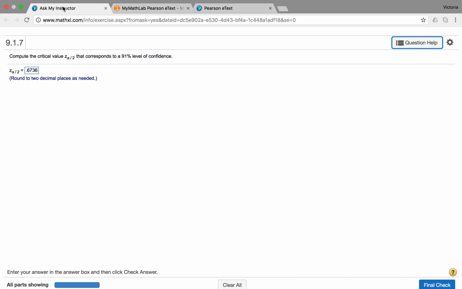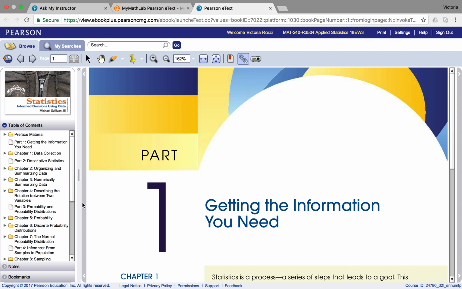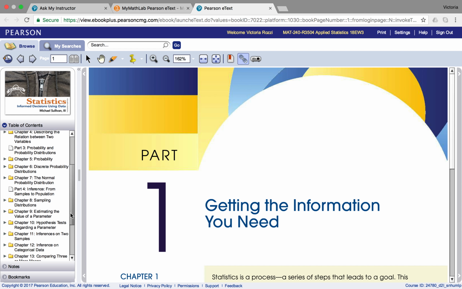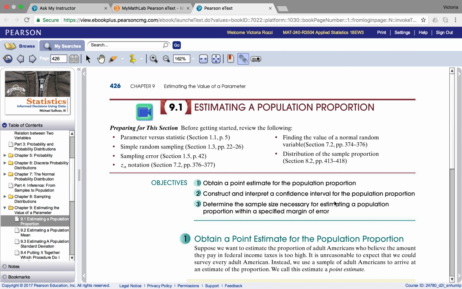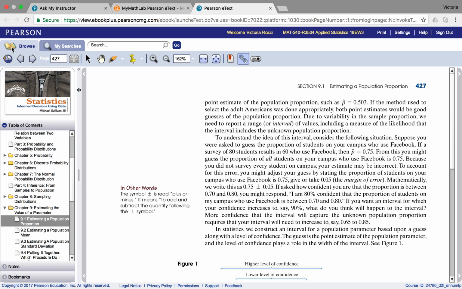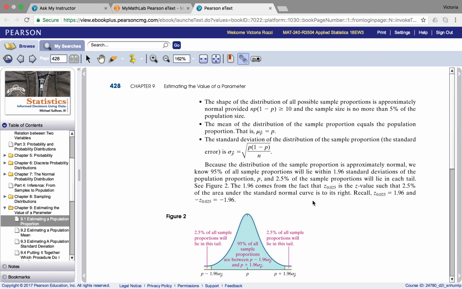This happens to be question 9.1.7, so I'm going to navigate to chapter 9.1. That gives you which chapter and section it's from, which is nice to have. We're estimating a population proportion, and they're talking about the point estimate. And then, here's my nice picture.